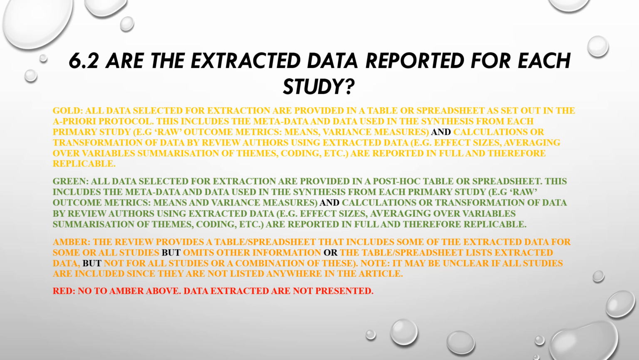Green is awarded if elements of gold are met except the table or spreadsheet is not set out in a protocol. Amber is awarded if the review provides a table or spreadsheet that includes some of the extracted data for some or all studies. For example, a table or spreadsheet only lists partial data for each study but omits other information, or lists extracted data but not for all studies, or it may be a combination of these. Red is awarded if data extracted are not presented.